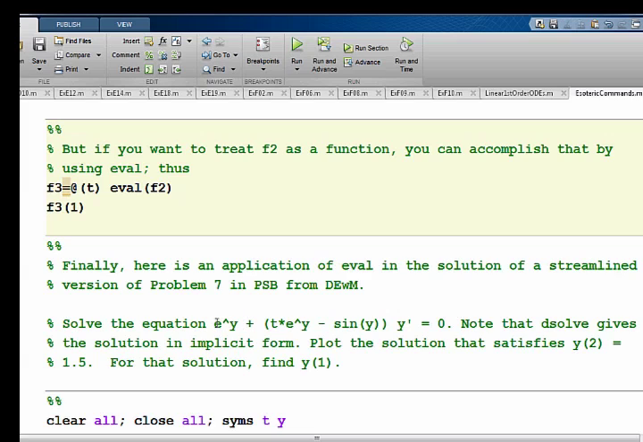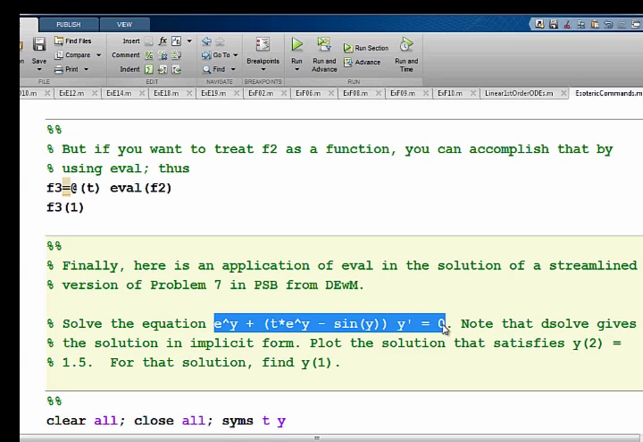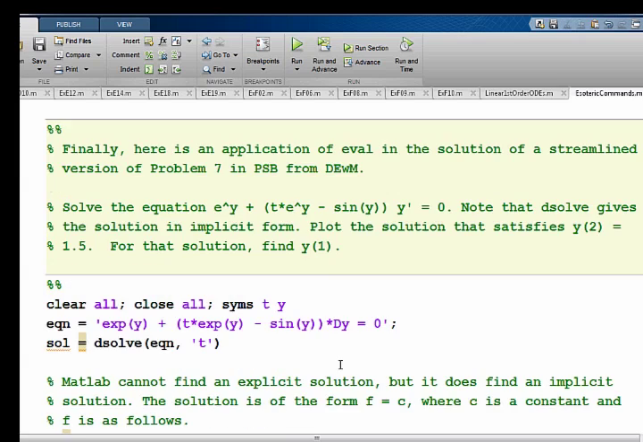That problem asks the student to solve this first order equation. Okay, I'm going to do it with dsolve in a minute, and dsolve actually gives the solution in implicit form. And then you're asked to plot the solution that satisfies y of 2 equal 1.5. And for that solution, find y at 1. So here's the solution. Clear everything. Define t and y to be symbolic. Here's my equation: e to the y plus t to the y minus sine y, y prime is 0. And then I dsolve it. Let's see what happens.